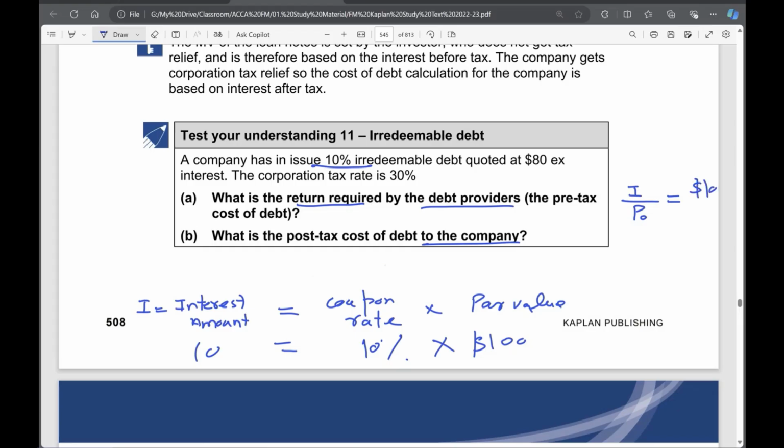And the second thing is the market value of the bond. Quoted means trading. We need the ex-interest market value, and if it's not mentioned, we believe it's ex-interest. So divided by 80. What answer will you get? This is the return of the investor, 10 over 80. 12.5. Okay, so 12.5 is the answer for A. Can you find the answer for B?